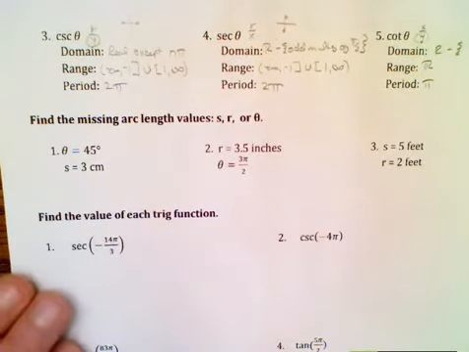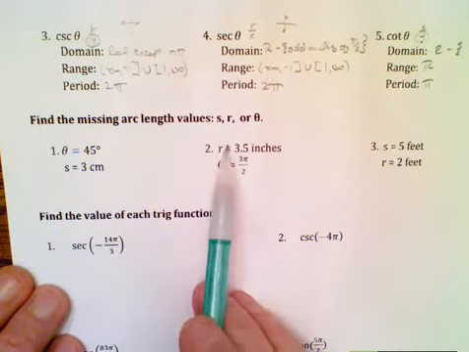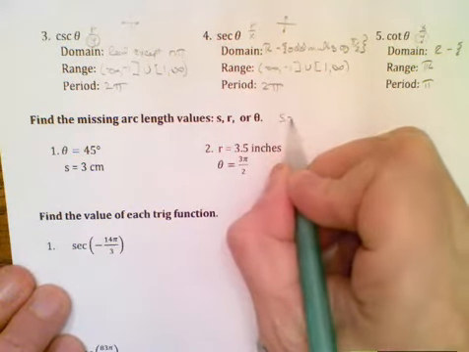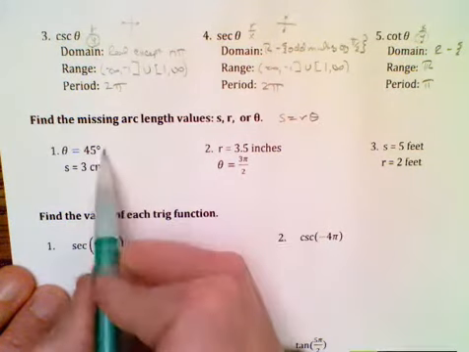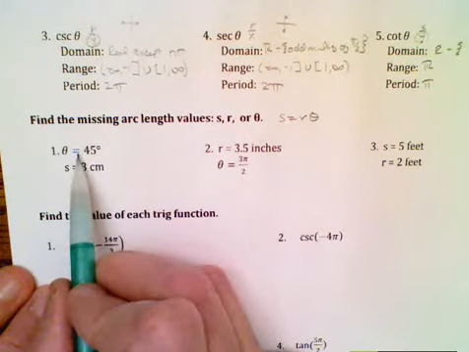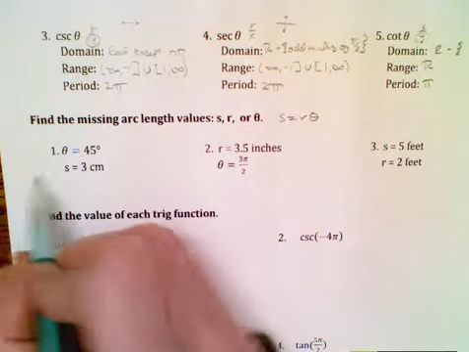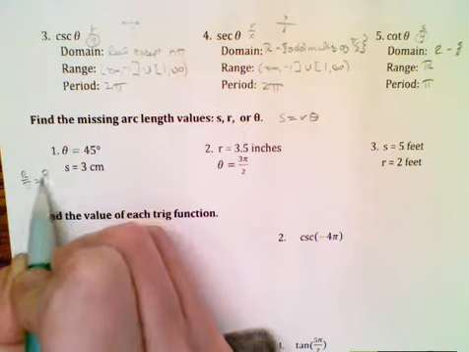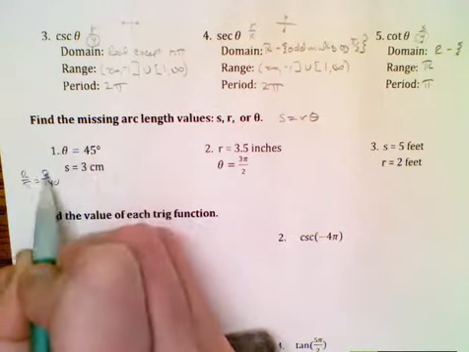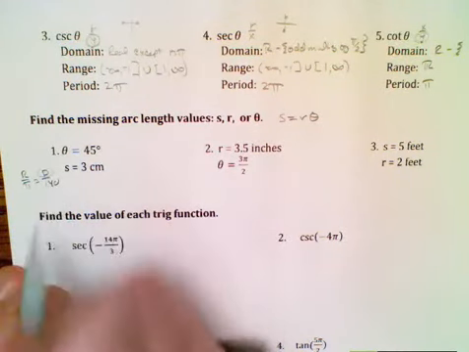The next set of directions say find the missing arc length values. Remember the formula, you'll have to know that. The arc length equals r times theta, where theta is in radians. So if I give it to you in degrees, you either can try to figure it out by using your formula. The number of radians is to pi as the number of degrees is to 180, and fill in the 140 degrees and cross multiply.